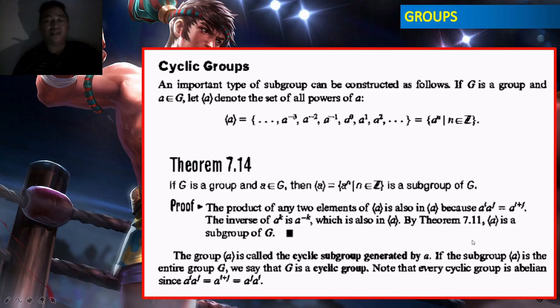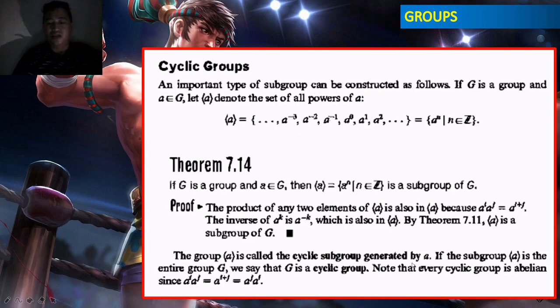So by Theorem 7.11, we use two things: first is the closure property, and then the inverse. So by Theorem 7.11, this one is a subgroup of G. So it is a subgroup of G, so it is also a group. So this group A is called the cyclic subgroup generated by A.